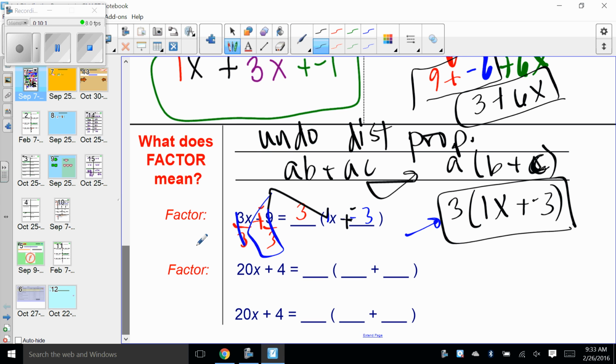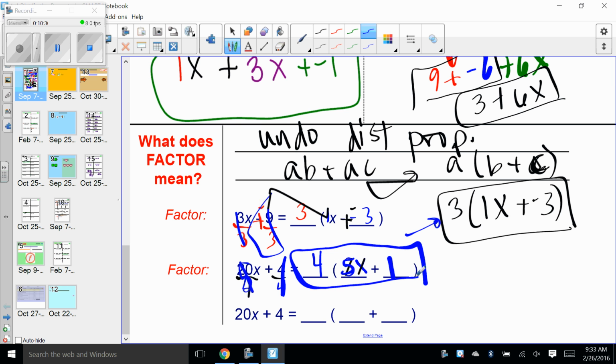Next problem, we're thinking about what goes into 20 that also goes into 4. You should have said that you can take a 4 out. We might have seen some other things, but we'll start with that one. You can take a 4 out. So we have 20 divided by 4. Take that 4 out, put it on the outside. What's left then is this becomes a 5. Put the x back, plus 1. So we have 5x plus 1. So there we have it. There's the 4 on the outside, 5x plus 1 on the inside.